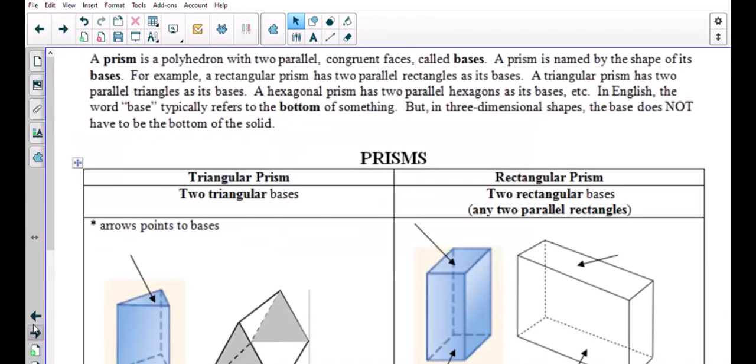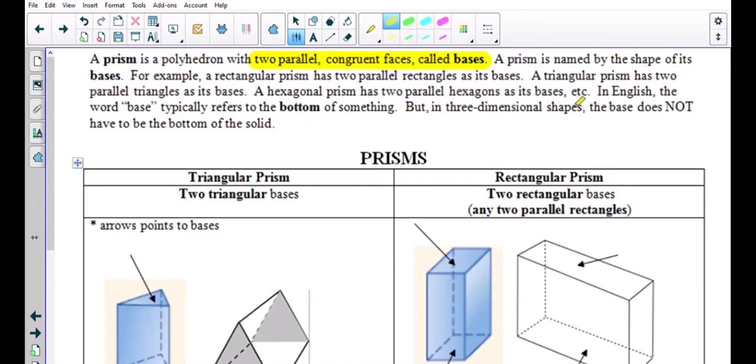We're going to start by talking a little bit about prisms. Prisms are polyhedrons with 2 parallel congruent faces. So you have 2 bases in this case, and they're parallel to each other. That is a key component of a prism. They have to have 2 parallel congruent, meaning same size, same shape, faces, and we call those bases. A prism is named by the shape of its bases. So if we call something a triangular prism, its bases are triangles. If we call it a rectangular prism, its bases are rectangles. If we call it a hexagonal prism, it has 2 bases that are hexagons, and so forth.